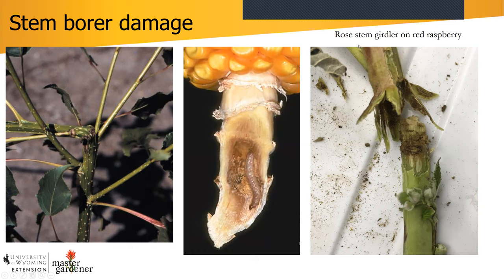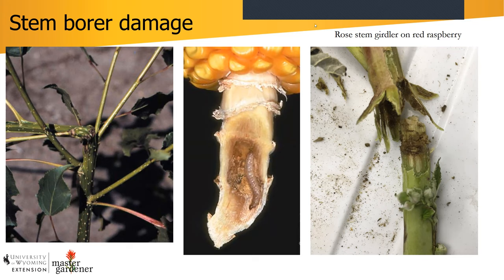There's many of these Agrilus species of metallic wood boring beetles, and they look a lot alike. They just recently found that one that they thought was the rose stem girdler on currants was not. It's a distinct species. So it seems strange that after all these years, this particular insect is causing problems in raspberries, whereas before it was thought to be kind of a minor pest.